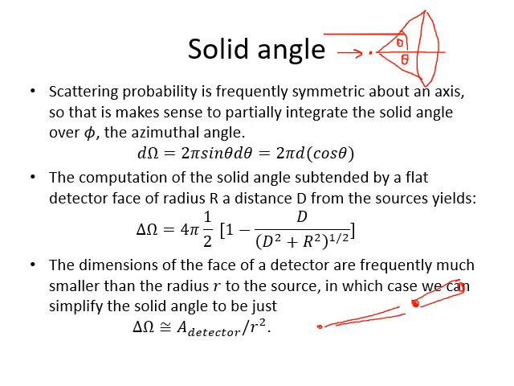In that limit then, the solid angle subtended by the detector is just the front area of the detector divided by r squared. So that's a nice simplification.